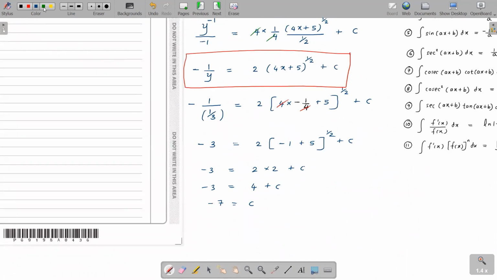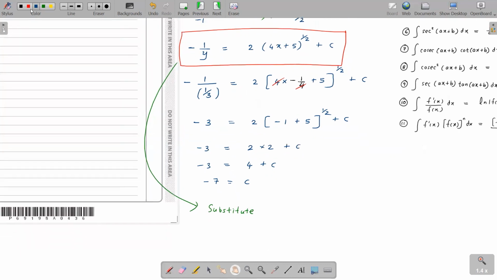So I'm going to substitute into this equation over here. Minus 1 over y. I'm drawing the arrow just to show you where I'm inputting the values. You don't need to draw anything like this. So just substitute: minus 1 over y equals 2 times (4x+5) to the power half plus c. c is minus 7. Are you with me?